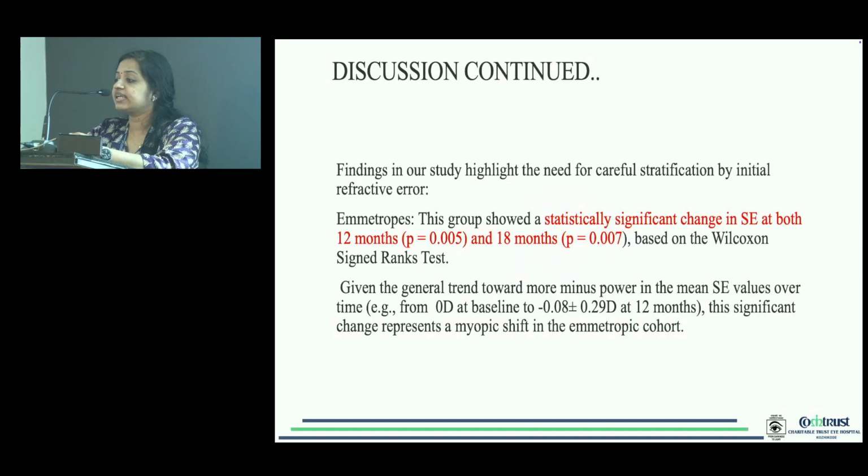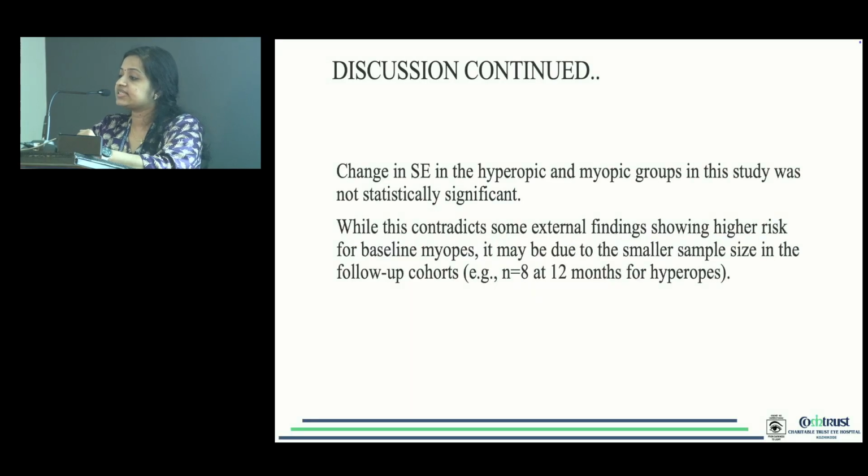So in our study, the highlight was the need for a careful stratification by initial refractive error. Emmetropes showed a statistically significant change in spherical equivalent at both 12 months and 18 months. And change in spherical equivalent in hyperopic and myopic groups was not statistically significant. While this contradicts some external findings showing higher risk for baseline myopes, it may be due to the smaller sample size in the follow-up cohorts.